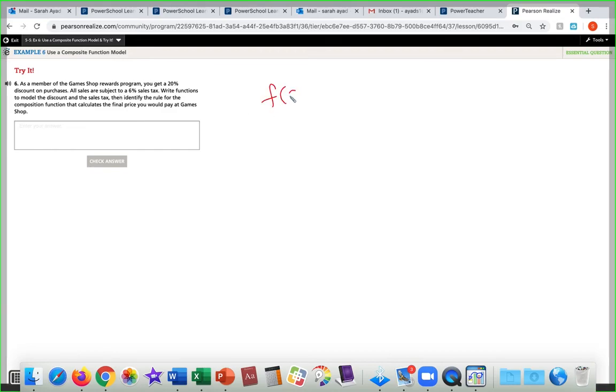So first of all, let's let f of x be our discount. So again, if I'm getting 20% off, I'm paying 80%. So this is my function. I'm paying 80% because I'm getting 20% off. If I'm adding 6% sales tax, that means I have 1.06x because I have the price of my product plus 6% of my product, right? So if my product is $10, I'm paying for my product plus 6% of $10, right? So 1.06x.